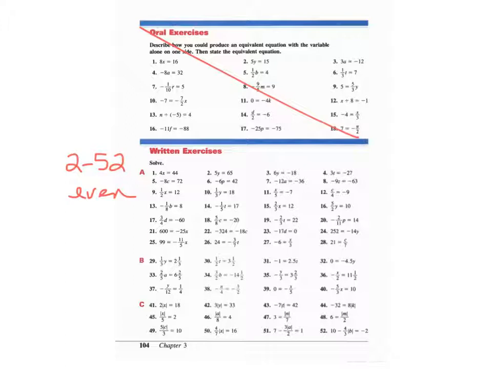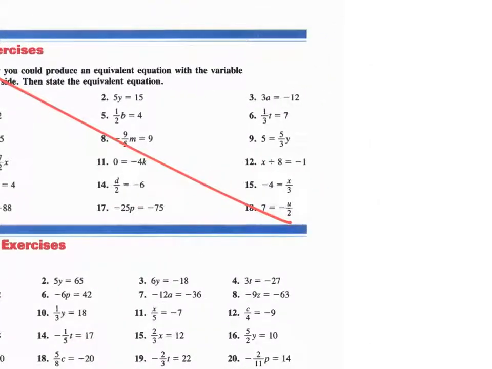All right, so for example, if we go up here to the oral exercises, and if I do number 3, I'll try 1 multiplication and I'll do 1 division. So here, it's a multiplication equation. So to solve this, I'm going to apply the division property of equality. I'm going to divide both sides by 3, and I get a equals -4.